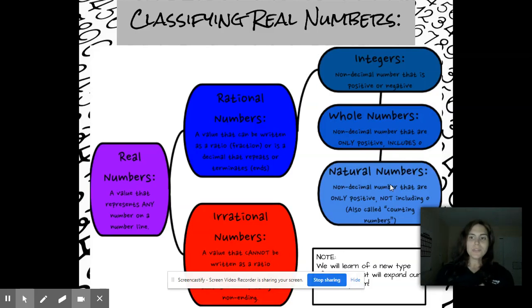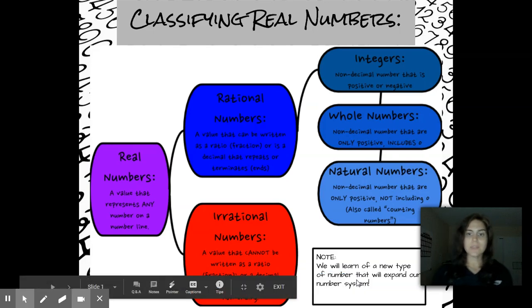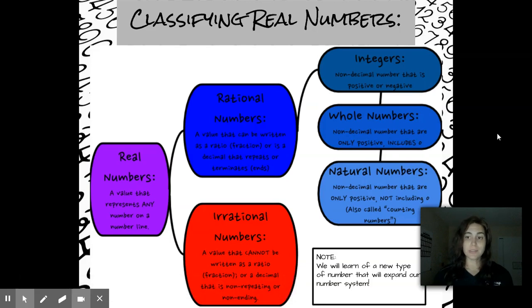Hey guys, so we're going to start by talking about classifying real numbers. And you should know about all the types of numbers there are by now. But in case you don't, we're going to do a quick little review of that. So classifying real numbers, we have this whole real number system. We're going to learn about a new addition to the number system a little bit later on. In the meantime, we're going to refresh real quick over what we have here today and what you should know about.